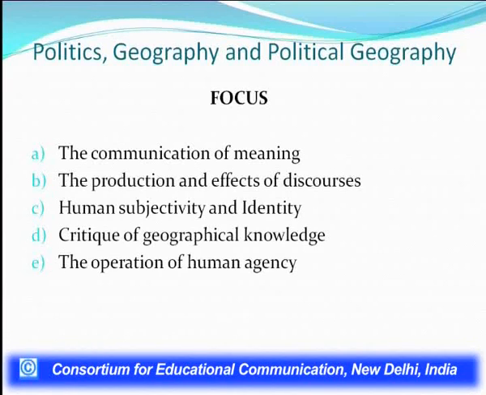Human subjectivity and identity is the third focus of politics, geography and political geography, in which one has to understand that all the subjectivities of who we are, or rather who we feel ourselves to be, and who we are made out to be, are given to us by the society. Human subjectivity and identity are products of the social interaction of human beings, and most importantly, through the use of a particular kind of language, these meanings, these identities are provided to humans by the society.